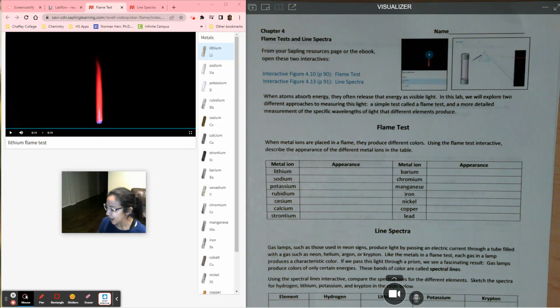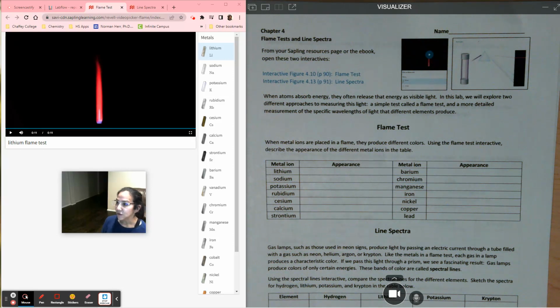Okay. So when atoms absorb energy, they often release that energy as visible light. In this lab, we're going to explore two different approaches to measuring this light: a simple test called a flame test, and a more detailed measurement of the specific wavelengths of light that different elements produce. Okay, so it just means we're going to be looking at energy flowing through different elements and seeing what happens, and two different forms of energy.